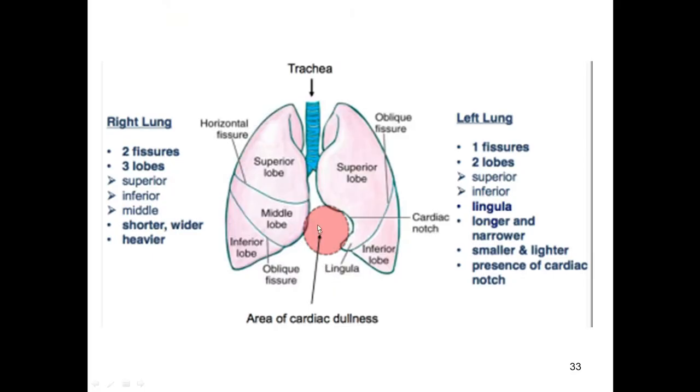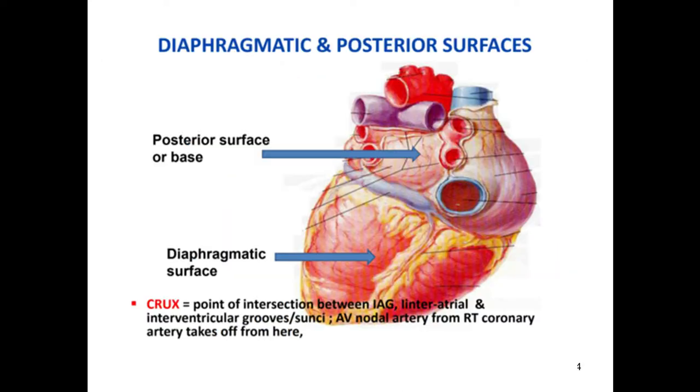So this is the area of the cardiac dullness. Here is the cardiac notch of the left lung, the area which is uncovered by the lung. So the two surfaces, let's revise once again. This forms the posterior surface or base, and here lies the diaphragmatic surface or the inferior surface.